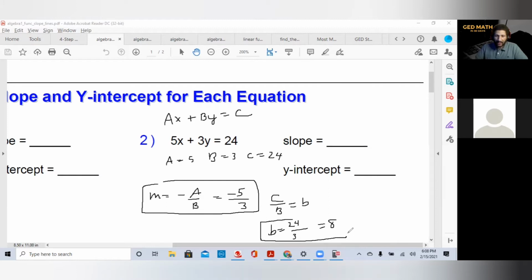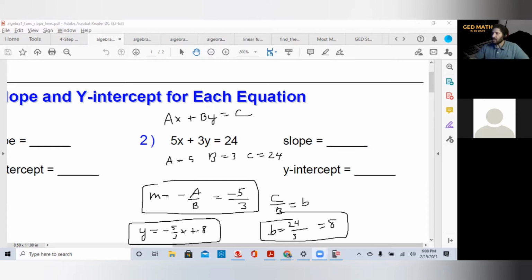I know my y-intercept. So minus 5/3 is my slope, plus 8 is my y-intercept. My equation in slope-intercept form is y equals minus 5/3 x plus 8. Look at how easy it has become to figure out the slope from an equation. But guess what? I'm even going to show you a much easier way than that.